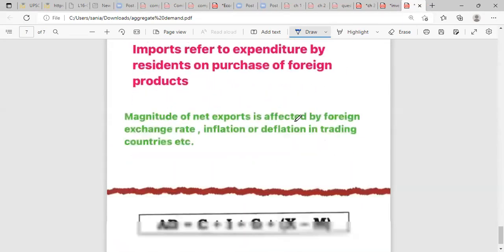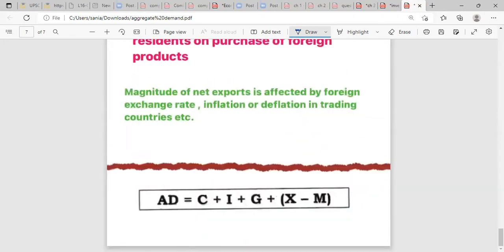Today we'll not go that deep, but we'll only understand how equilibrium is being achieved. That's the only thing.